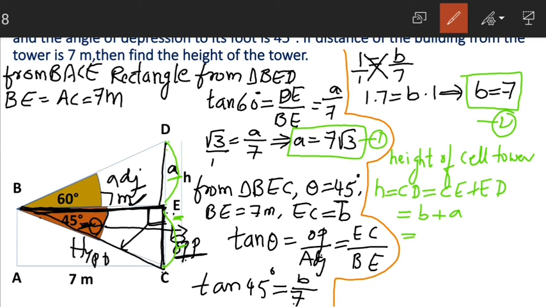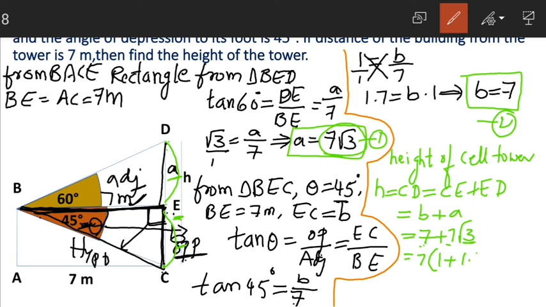We know that small b is 7 meters plus small a value is 7 root 3. Now, just do the simplification. We know that 7 is common here. I am taking 7 common. Here 1 plus root 3.